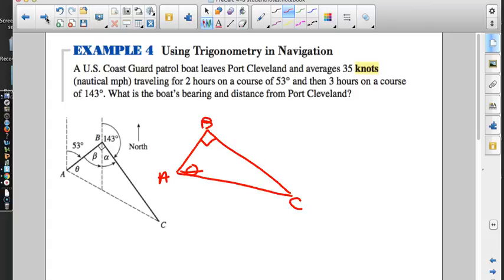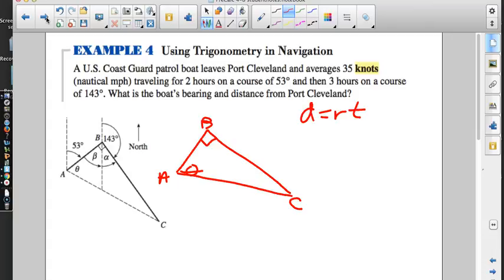Well, I need that. So I have to figure out how far it is from A to B, because they told me about distance there, and they told me about speed and all that good stuff. And then same thing for BC, and then I could just use an inverse trig function. So let's see, they said 35 knots per hour for 2 hours. 35 knots per hour, that sounds like a rate. 2 hours, that sounds like a time. Do we have a formula that uses rate and time to give us distance? Distance equals rate times time.